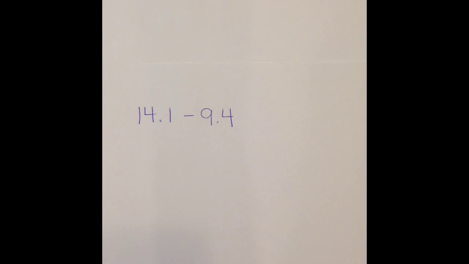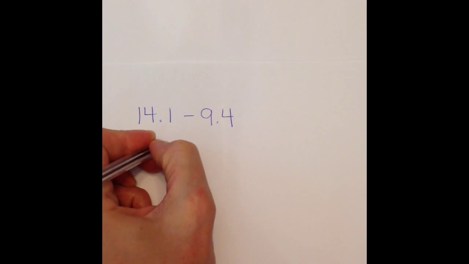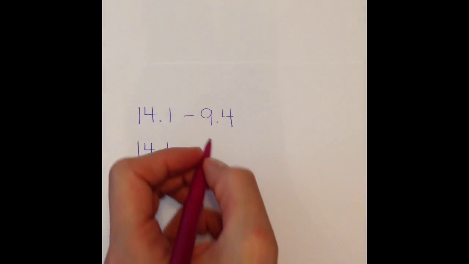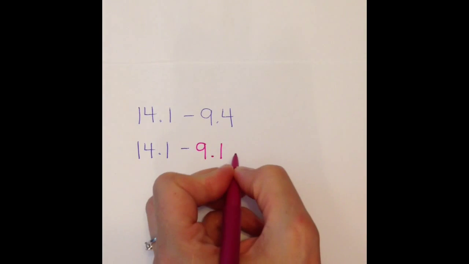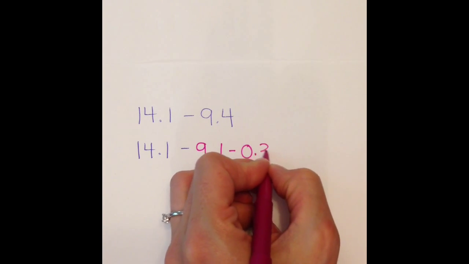If I'm trying to subtract 9 and 4/10 from 14 and 1/10, I can break 9 and 4/10 up into parts so that it's easier to subtract those nicer numbers. So I'm going to rewrite my question, keep the 14 and 1/10 the same, but now I'm going to take away parts of the 9 and 4/10. So I'll take away 9 and 1/10, and then I still would have to subtract the 3/10.